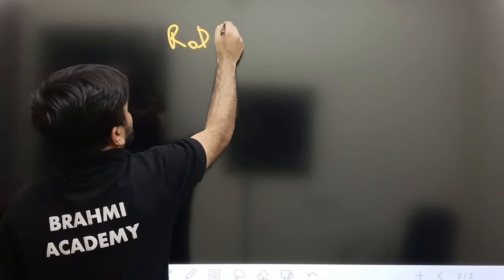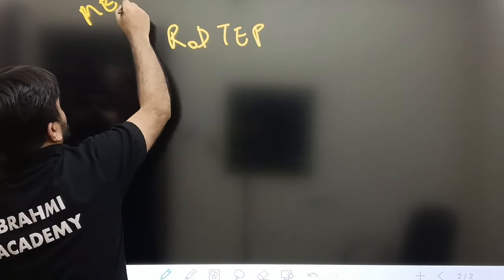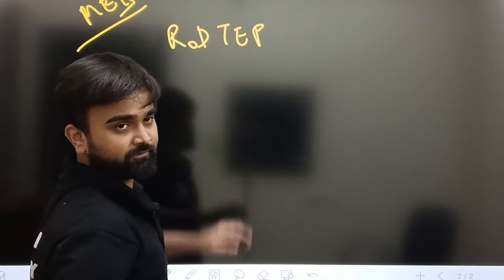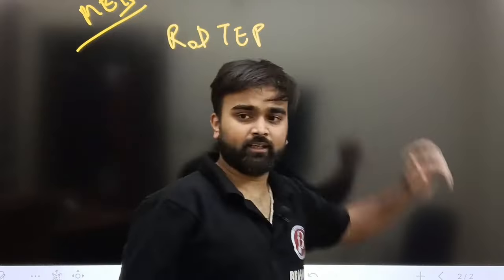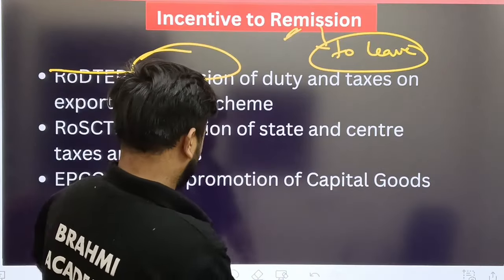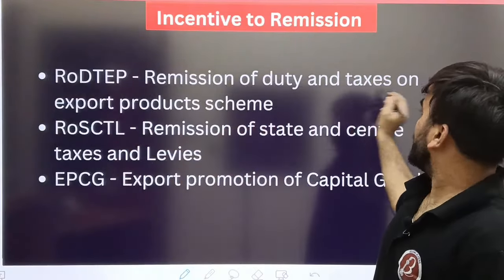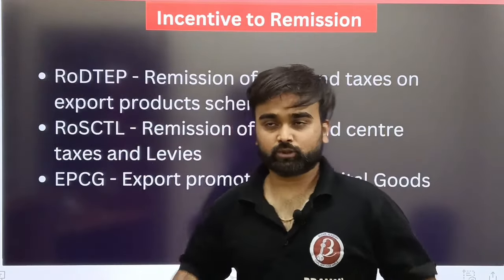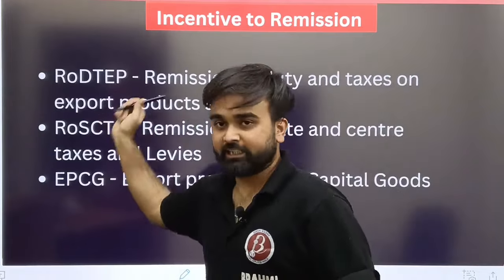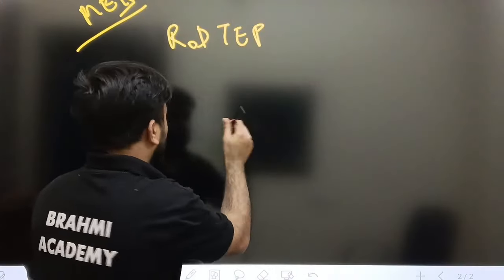There is a scheme named RODTEP. Initially, it was MEIS, which you understood in the last slide, which is Merchandise Export from India Scheme. Now, next is RODTEP. The full form is Remission of Duty and Taxes on Export Products. Please read it yourself. So, this is the name of the scheme, RODTEP.